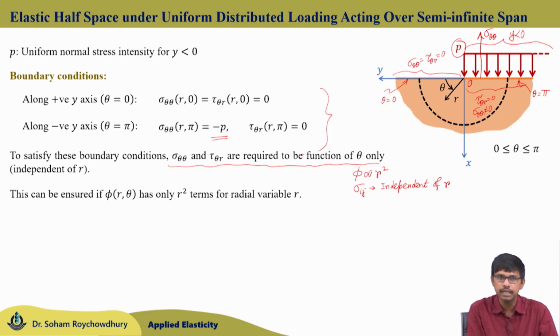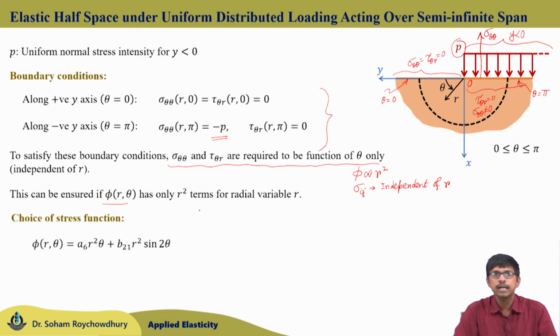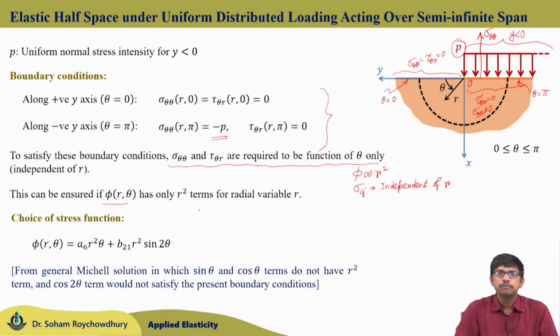These can be ensured only if phi has r square terms in terms of r. No other function of the radial variable r should be there in the stress function, and hence we are choosing our stress function like this, which is chosen from the general Michell solution. If you look at the Michell solution discussed earlier, it had some terms independent of theta, then a theta dependent term, then sin theta and cosine theta terms, then a series with sin n theta and cosine n theta. Now, from all these terms we are choosing the terms containing r square.